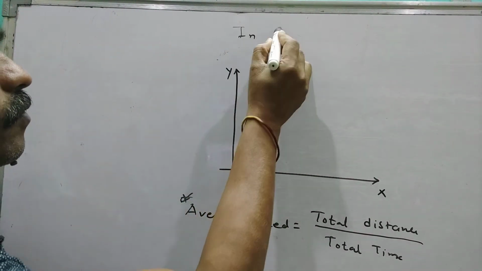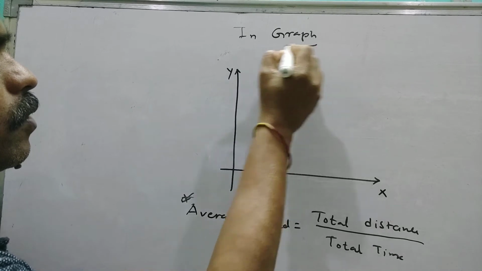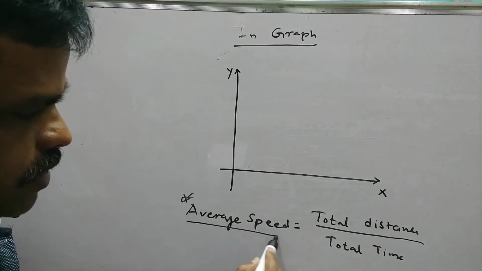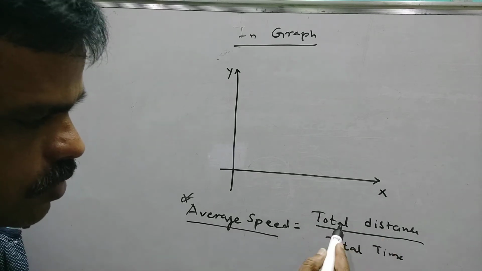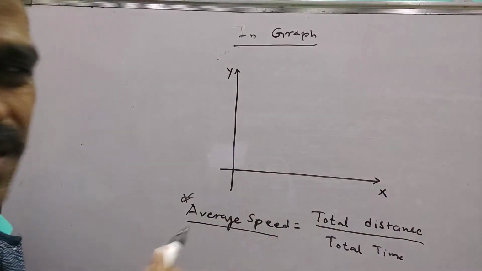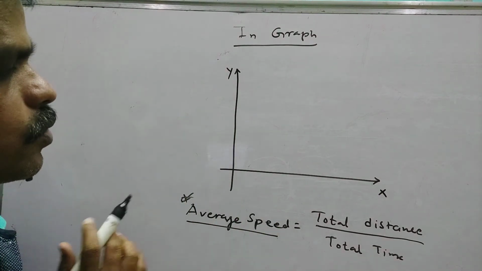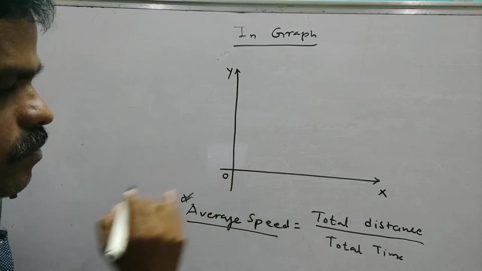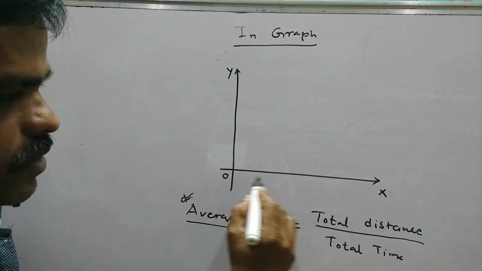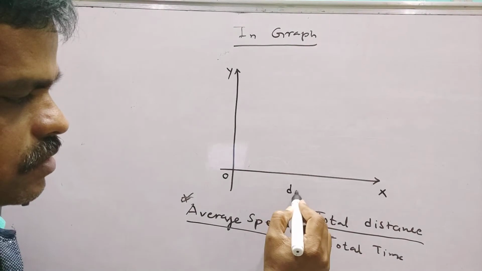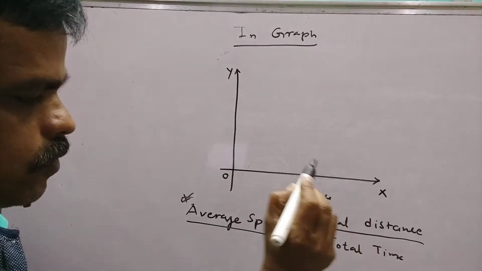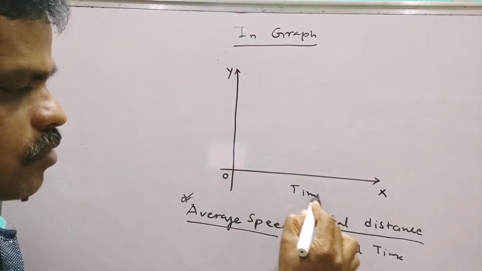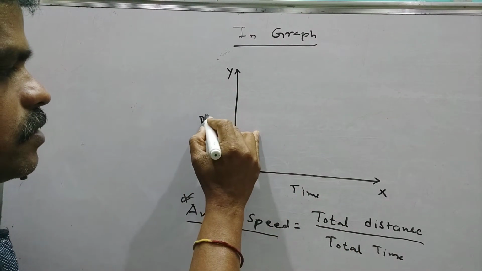So in graph I want to calculate. Generally the average speed we can calculate by using this formula, total distance by total time. For example, this is the xy axis. We have the graph, this is the origin. I am taking on the x-axis time, and here on the y-axis distance.